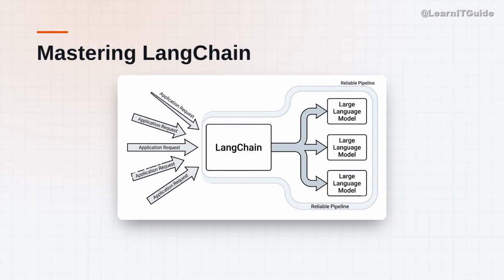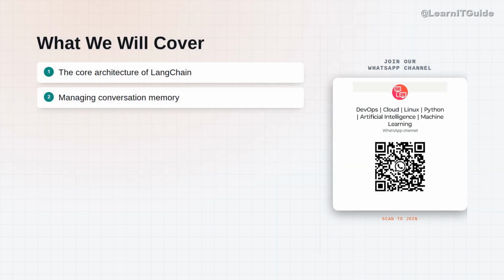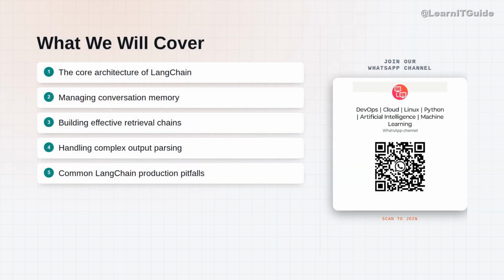Let us dive deep into the architecture of LangChain and how it actually standardizes the way we talk to large language models. This is about building reliable pipelines. Specifically, that includes the core architecture, memory management, retrieval chains, output parsing, and finally the common pitfalls you need to avoid in production.